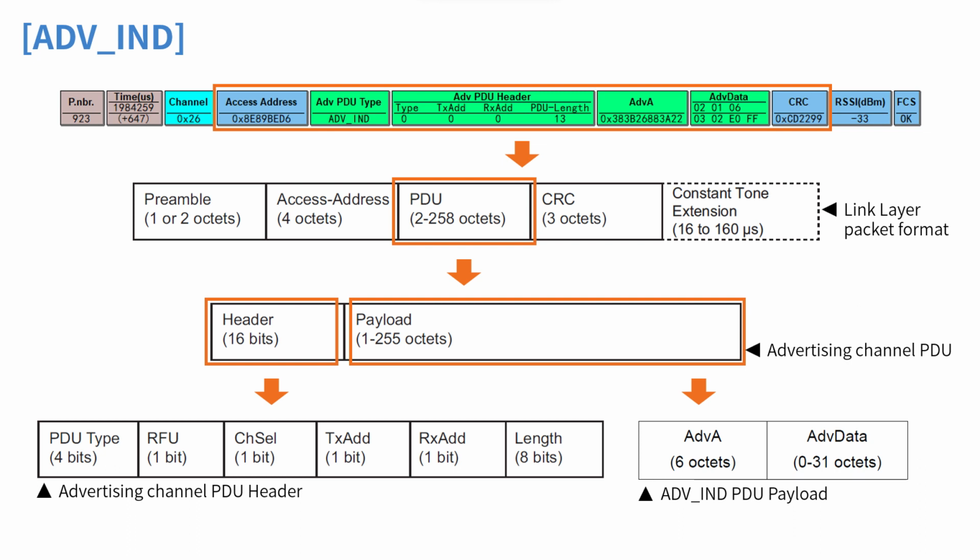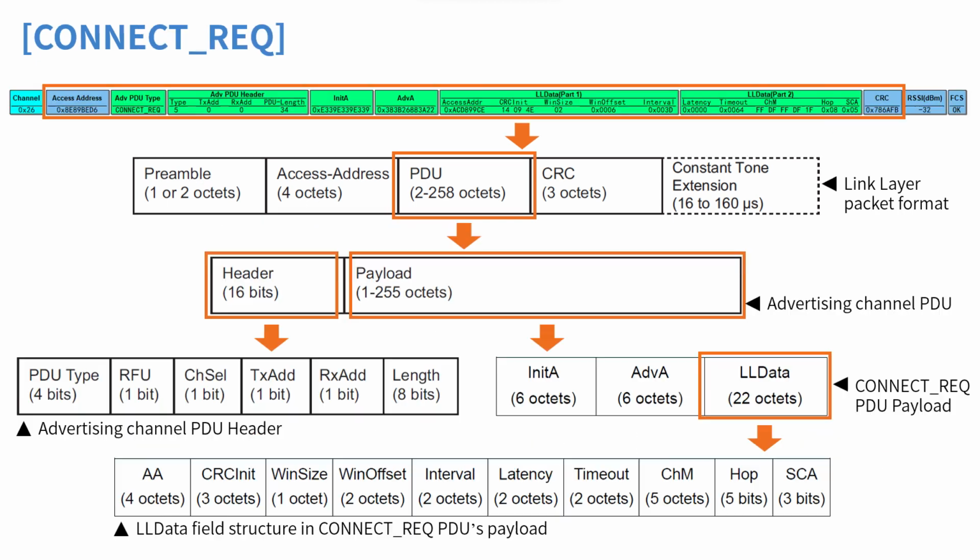The payload consists of ADVA and ADV data fields. The ADVA field should contain the advertiser's public or random device address as indicated by TX address. If TX address is 0, the advertiser's address is public. If TX address is 1, the advertiser's address is random. The ADV data field, if not empty, should contain advertising data from the advertiser's host.